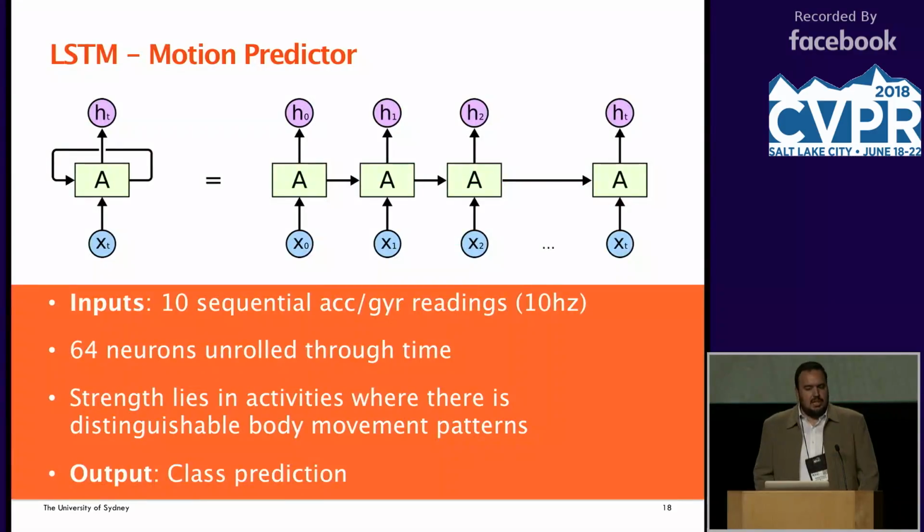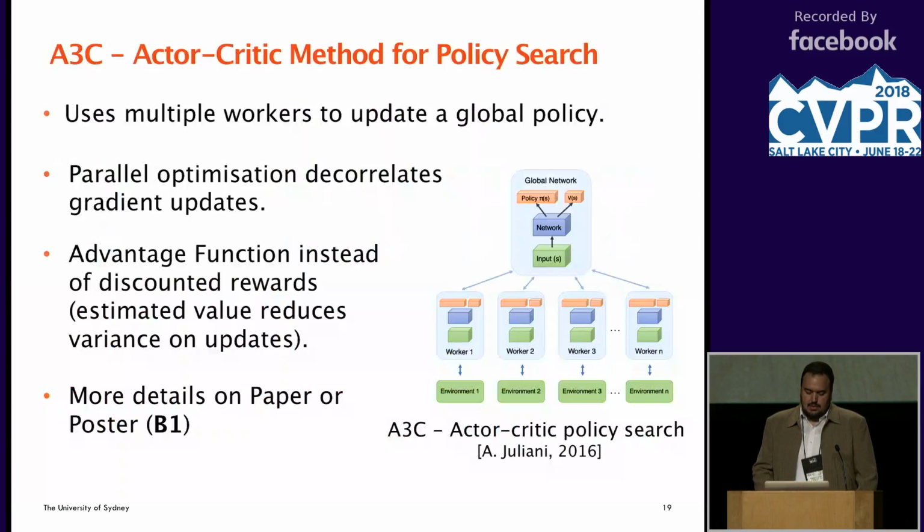And for the motion predictor that we use with accelerometer and gyroscope, we use a plain LSTM, where the input is 10 sequential readings from accelerometer and gyroscope, and the architecture is just 64 neurons in a row through time. And we've seen already that this model is very strong for activities with very specific body movement patterns. The output is also the class prediction.